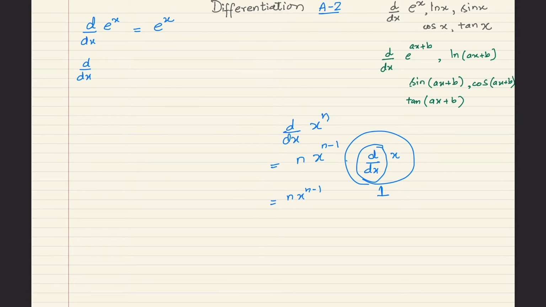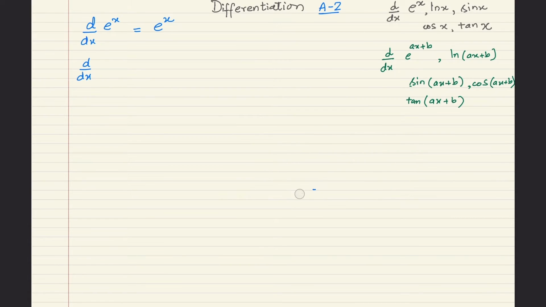Similarly, the first formula we are going to discuss is the derivative of e power x. The derivative of e power x is e power x. Remember this: the derivative of the exponential of x is equal to e power x. It remains the same, with no change in the derivative. Hope you got it.